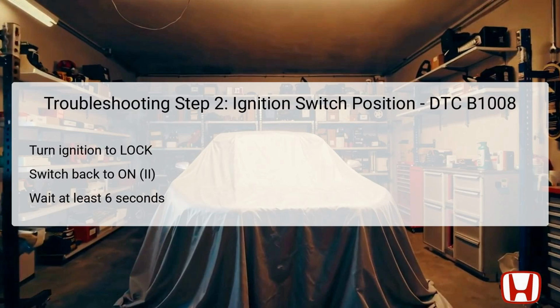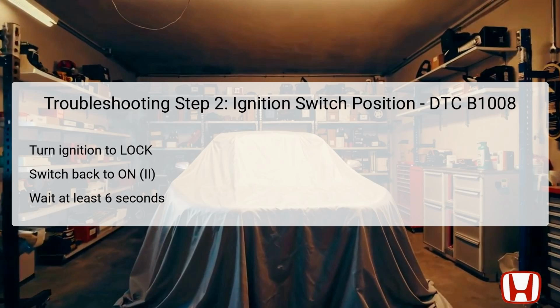The second troubleshooting step involves manipulating the ignition switch. Begin by turning the ignition switch to the lock position, subsequently moving it back to the on position. This sequence ensures that the vehicle's electrical systems are reset and ready for further testing.